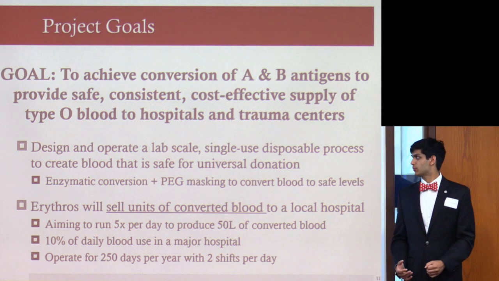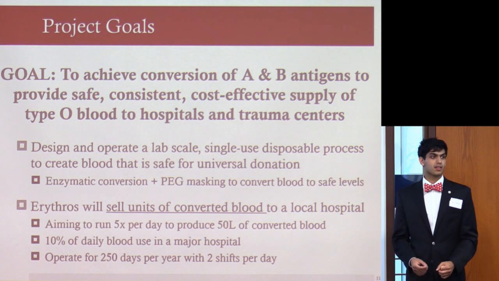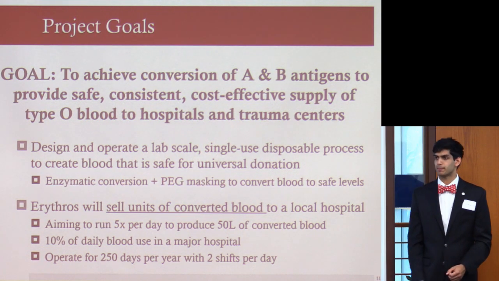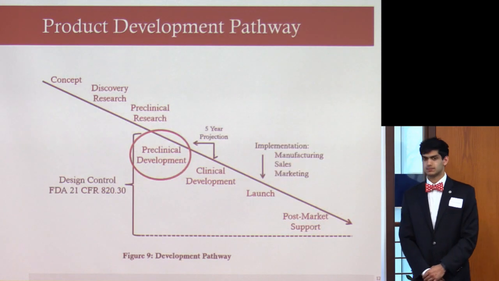Now, we're basing these numbers off a statistic that a hospital with a trauma center in Boston uses on average 500 liters of blood per day for transfusions, and so our goal is to meet 10% of this daily demand, or 50 liters. Here's the product development pathway.